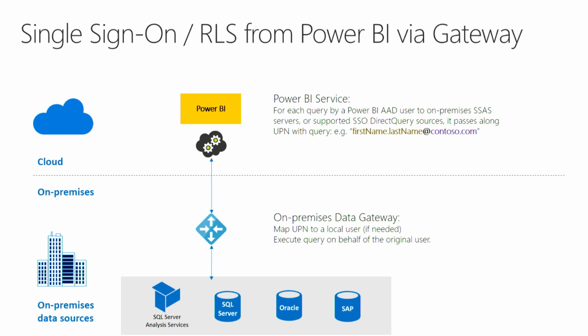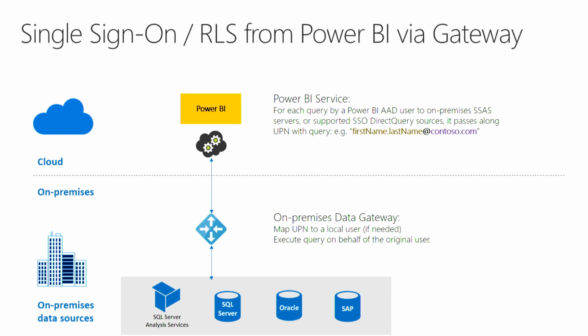At the high level, the way this works is, in Power BI, the user is signed in with an Azure AD account, and the user interacts with a dashboard, wants to drill into a report, run a certain query. The Power BI service generates the query, and passes along with the query information about which user wants to execute this query. That information is passed to the on-premises data gateway, and there is a mapping capability of how to map the Azure Active Directory user into an on-premises user. I will cover that in detail in a moment. And then the gateway executes that query on behalf of that original user.